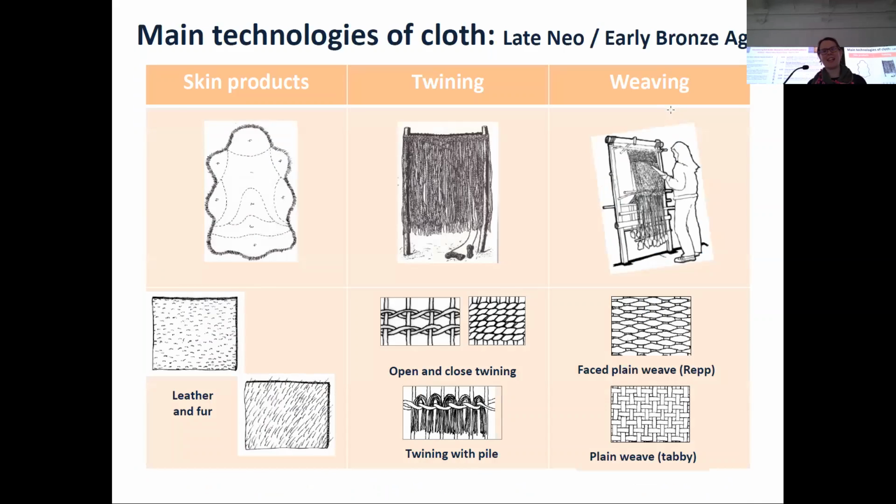As we've heard today, the main technologies of cloth in the late Neolithic to early Bronze Age are the technologies of skin products, so thinking of leathers, of furs coming from animals, twined fabric, the technology of using paired wefts to interlace yarns to create a fabric, and of course weaving, the technology that possibly we're more familiar with.